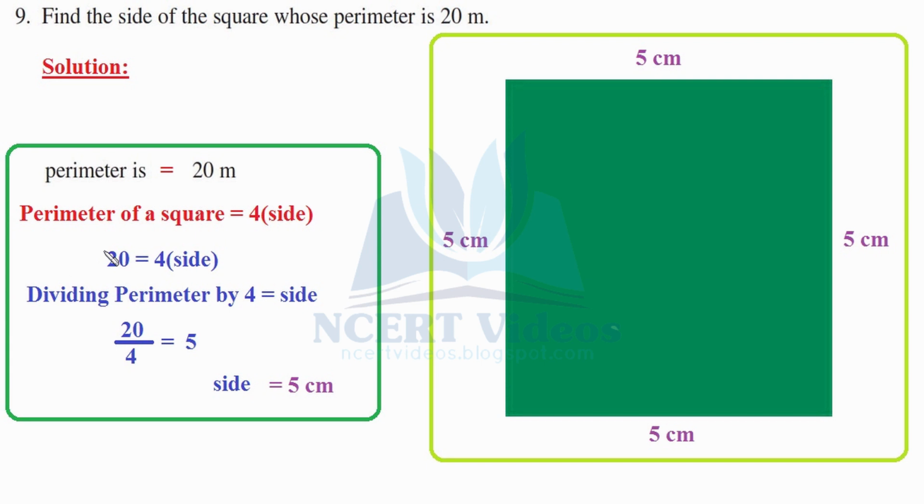Now what does it mean? If we divide this perimeter by 4, we will get the length of the side. So we divide perimeter by 4, that is 20 by 4, that gives you 5. 5 times 4 is 20. Therefore you get side equal to 5 centimeter. Now if you multiply 5 into 4, you again get 20 meter as your perimeter. That also checks that your solution is correct. So this is your question number 9.